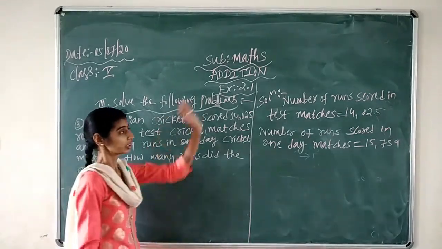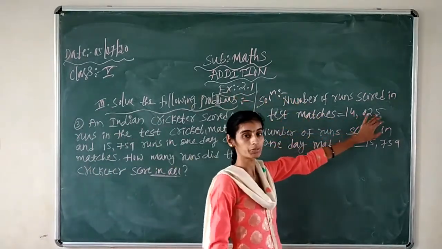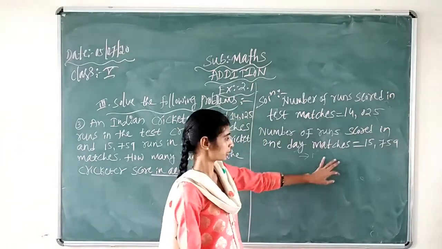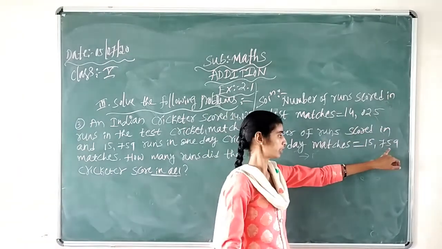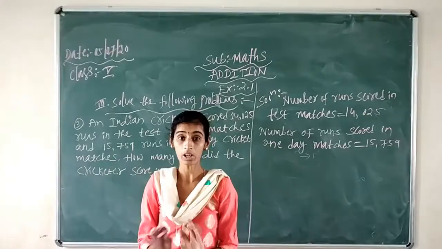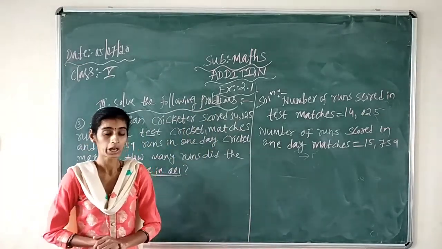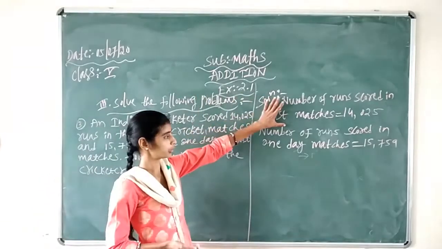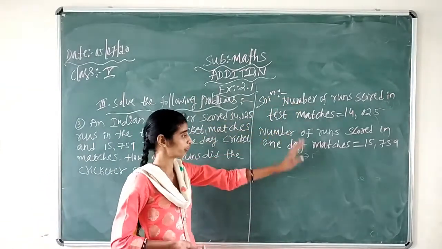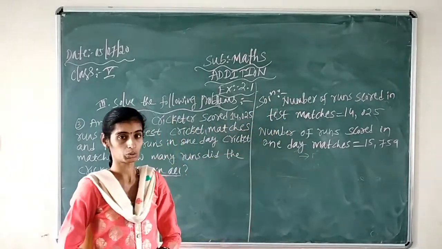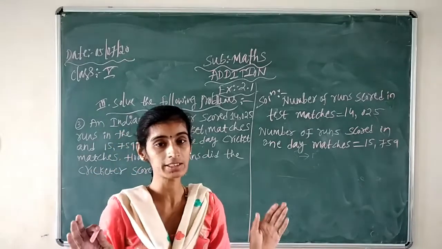In test matches, he has scored 14,025 runs, and in one day matches, he has scored 15,759. So together, how many runs has he scored? That you have to find. How to find, children? Yes, you need to add test matches and one day matches. You will get the total of Virat Kohli's runs.